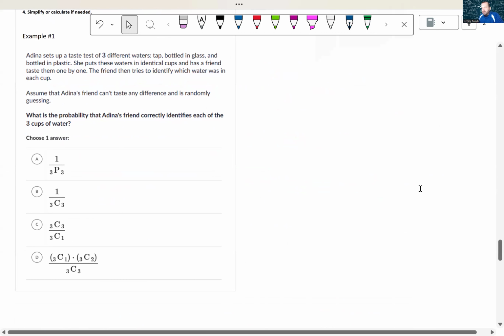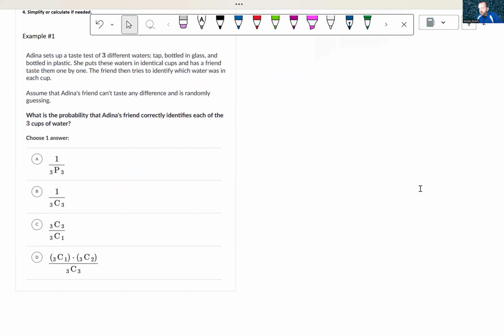Adina sets up a taste test of 3 different waters. She has tap water, bottled water in glass, and bottled water in plastic. She puts these waters in identical cups and has a friend taste them one by one. The friend then tries to identify which water was in each cup. Assume that Adina's friend can't taste any difference and is randomly guessing. We want to know what is the probability that Adina's friend correctly identifies each of the 3 cups of water.